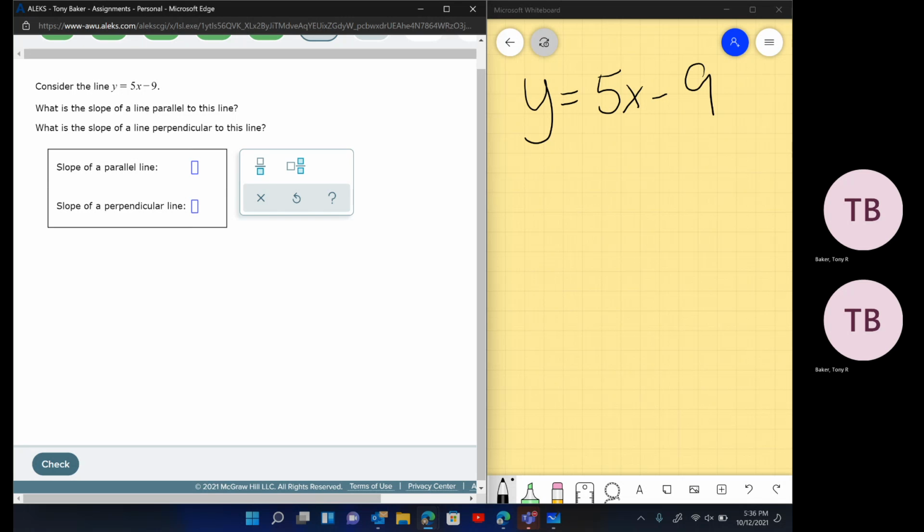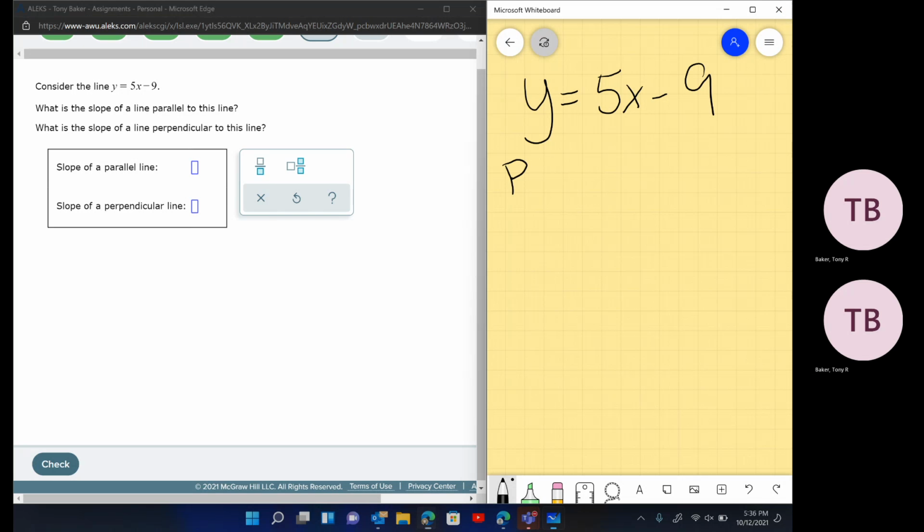So if I want two lines to never touch each other, their speeds or their slopes have to be exactly the same. Otherwise, eventually, they'll touch because they're changing at different rates. Okay, so parallel lines, same slope. Okay, parallel lines are the exact same slope.